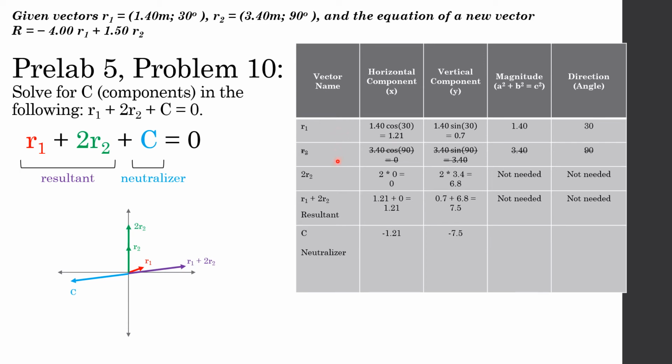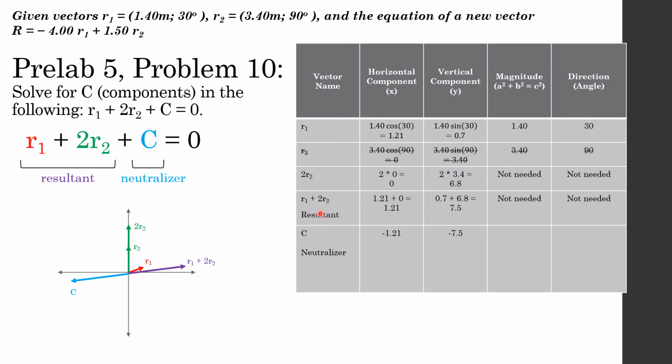Okay, so we already went through how to do R1 and R2, so I'm just going to briefly go through how you calculate 2R2 and then the resultant R1 plus 2R2. So how do you calculate 2R2? Well, that just means that we're multiplying the components of R2 by 2, right? And so up here we can see that the x component was 0, so 2 times 0 is 0. Up here, the y component was 3.4, so 2 times 3.4 gives us 6.8.